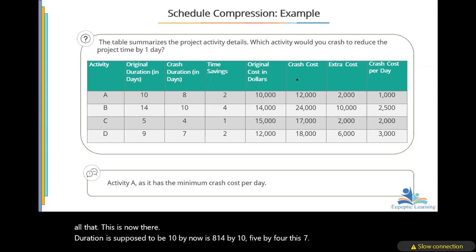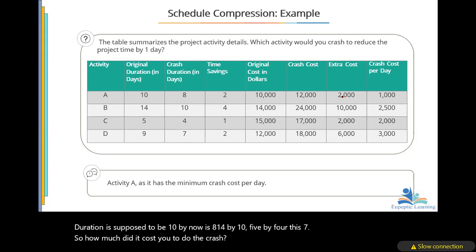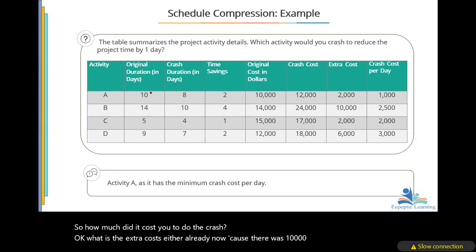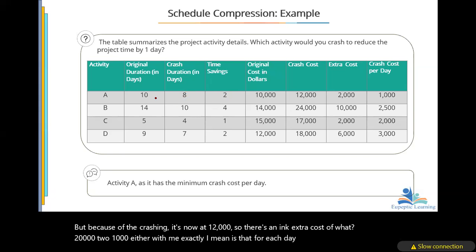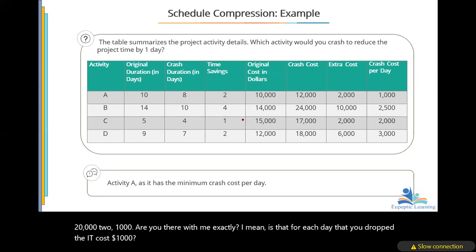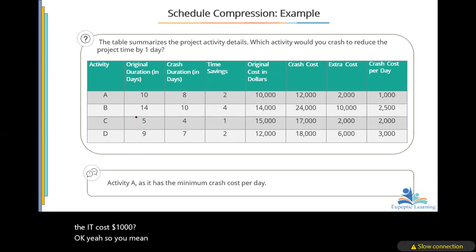So how much did it cost you to do the crash? What is the extra cost? The original cost here was $10,000. But because of the crashing, it's now 12,000. So there's an extra cost of 2,000. It means that for each day that you dropped it cost $1,000. So now these are evaluations that you make to decide which one you use.